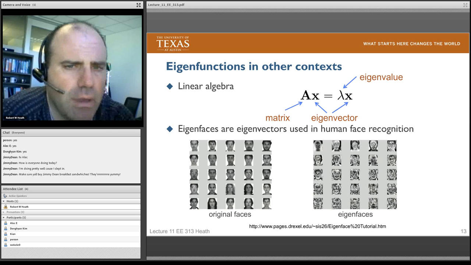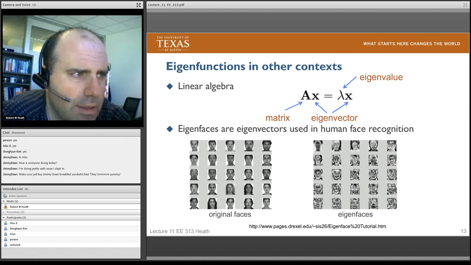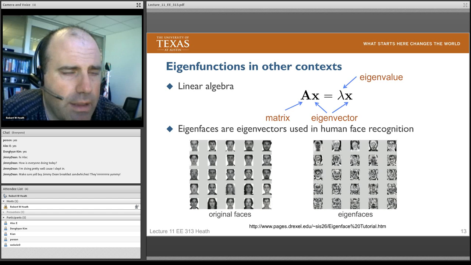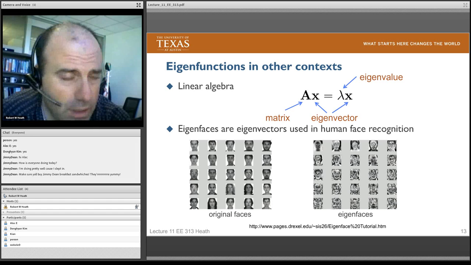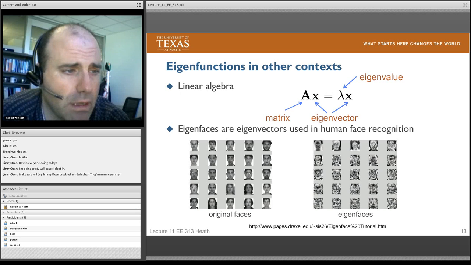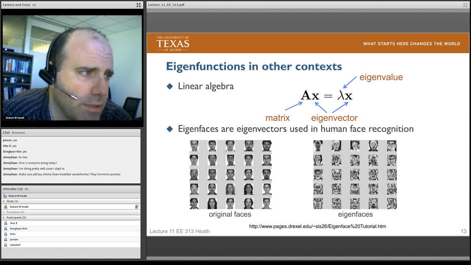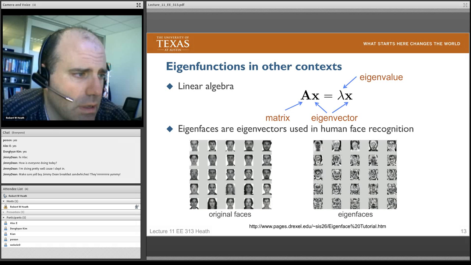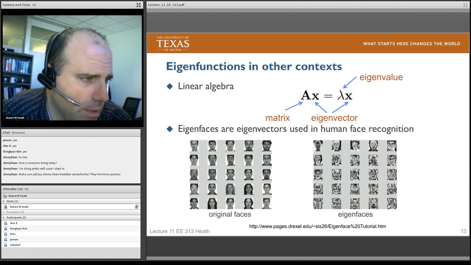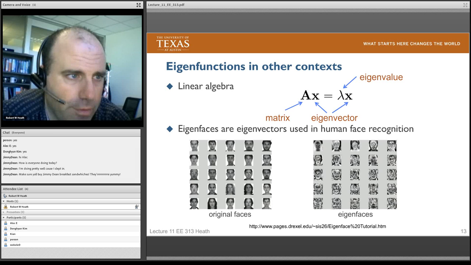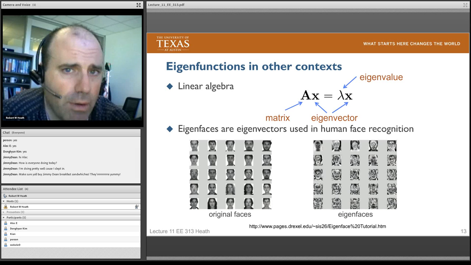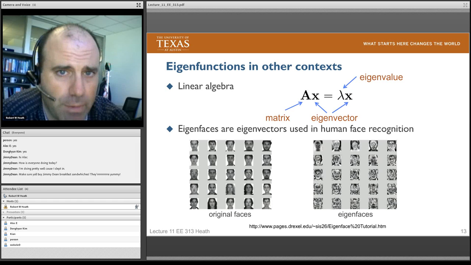In terms of signal processing and communications, these notions of eigenvectors and eigenvalues are used all over the place, especially in signal processing problems involving data mining and machine learning. They're also used in this problem here, which I got from the webpage below, which is on face recognition. And so this is basically a data mining type problem. Suppose you're building a system to let anyone from the 313 class into the UTA building where my office is. And there's 65 people in the class.